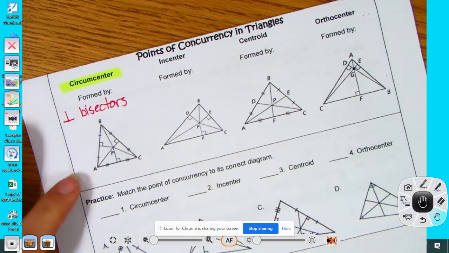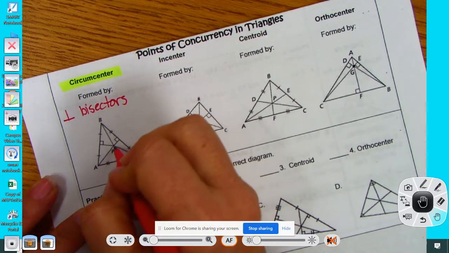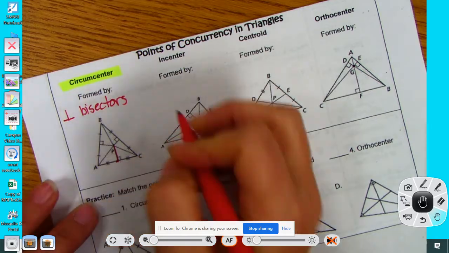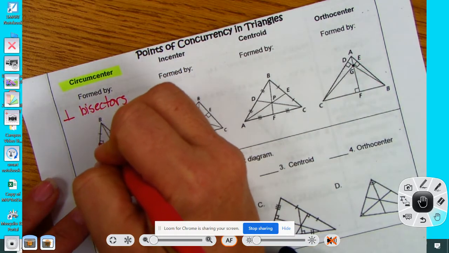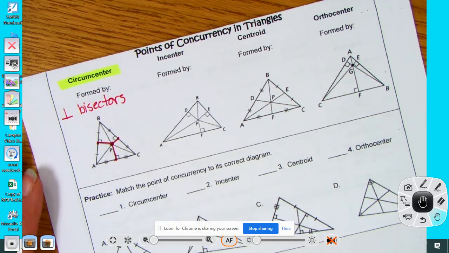If you look at the picture, you can see that there are perpendicular bisectors here. If I find the midpoint and draw a perpendicular line, find the midpoint, draw a perpendicular line, find the midpoint, perpendicular line, they intersect at point P. Now, let me tell you why it's called a circumcenter. It is a circumcenter because it is the center of a circle.